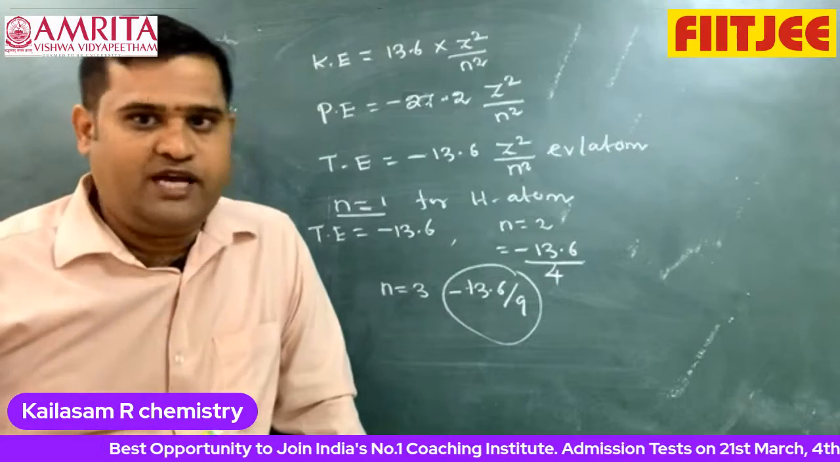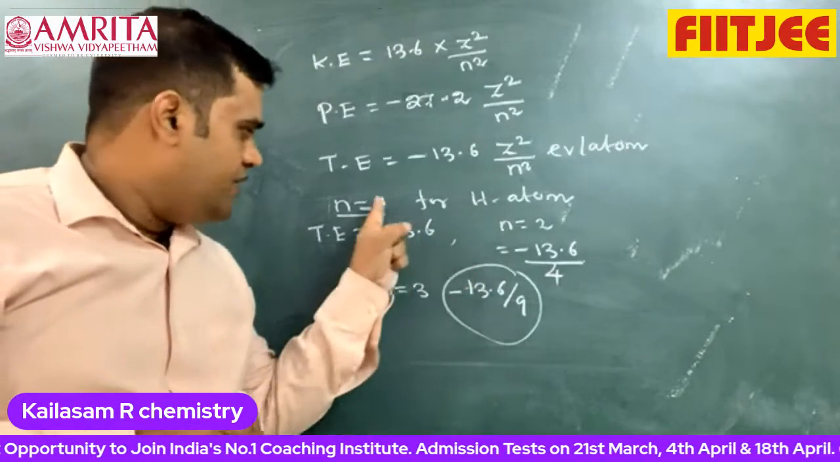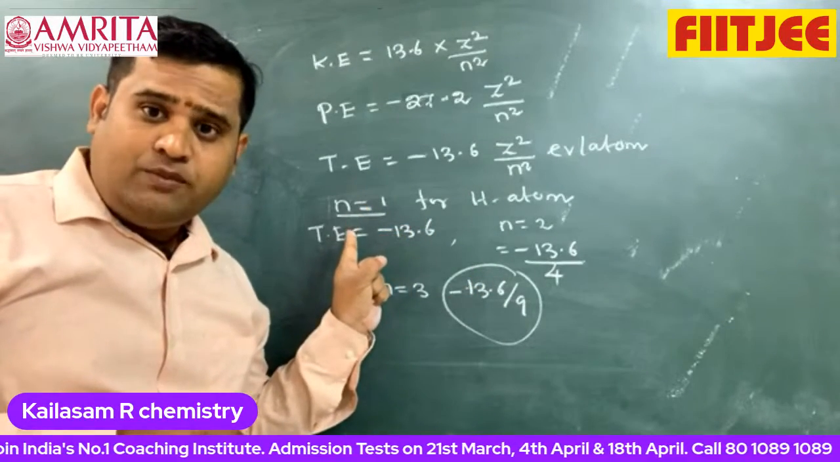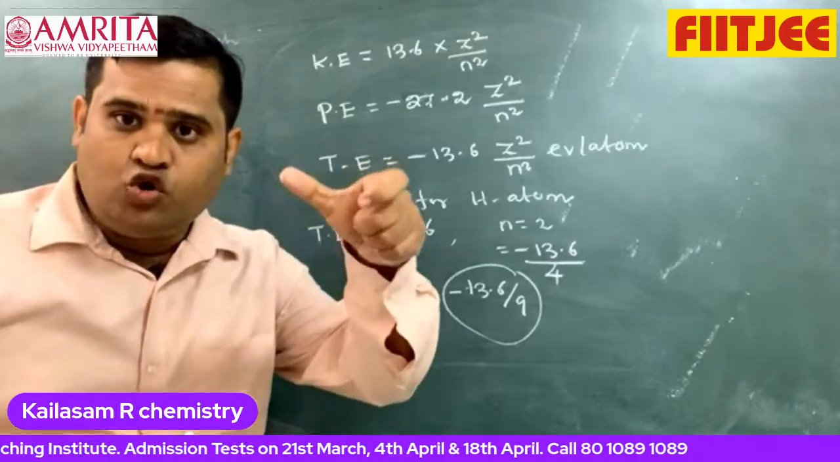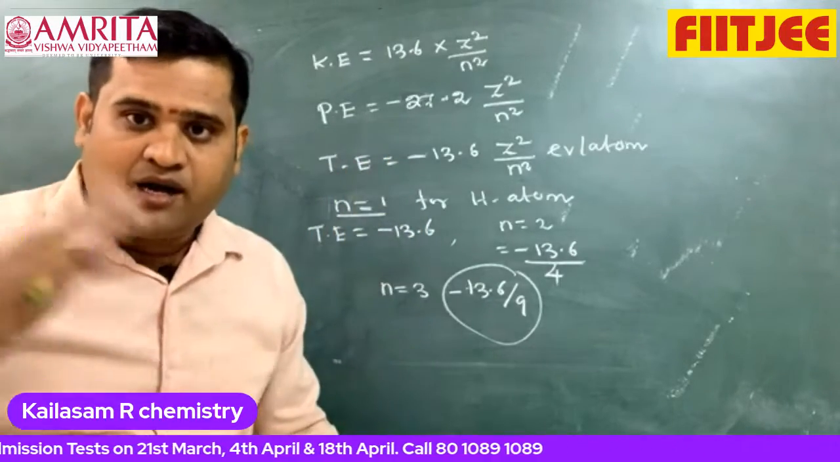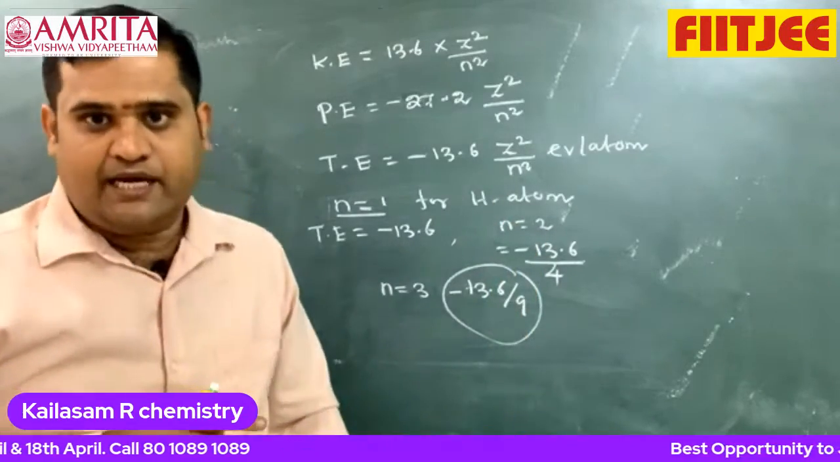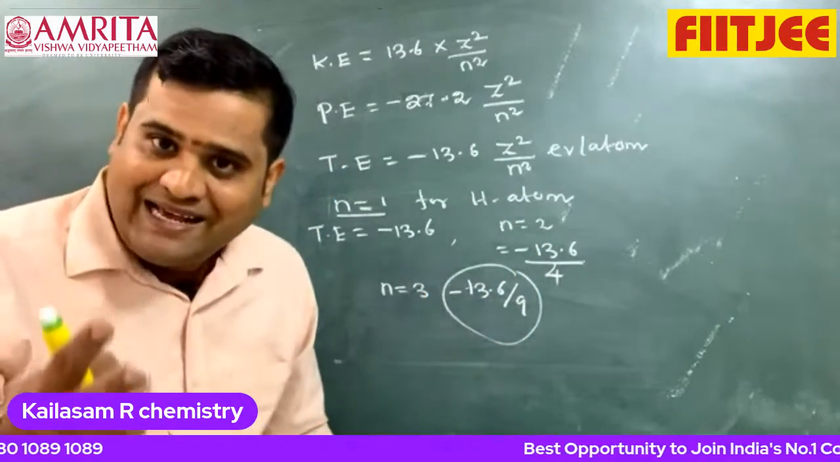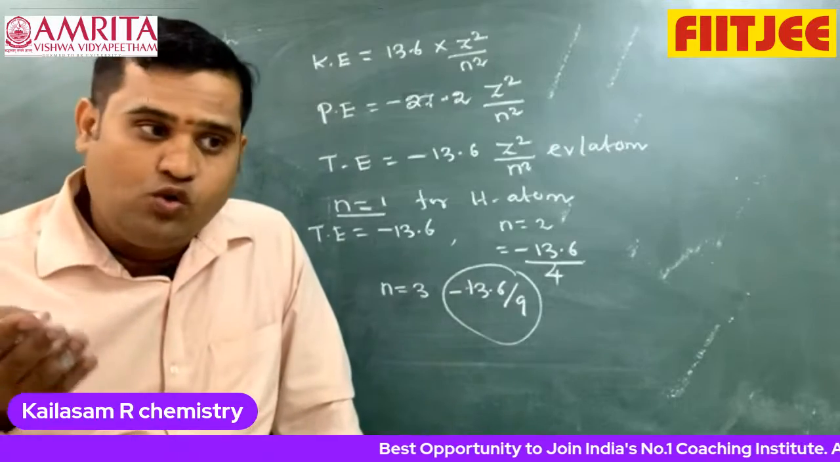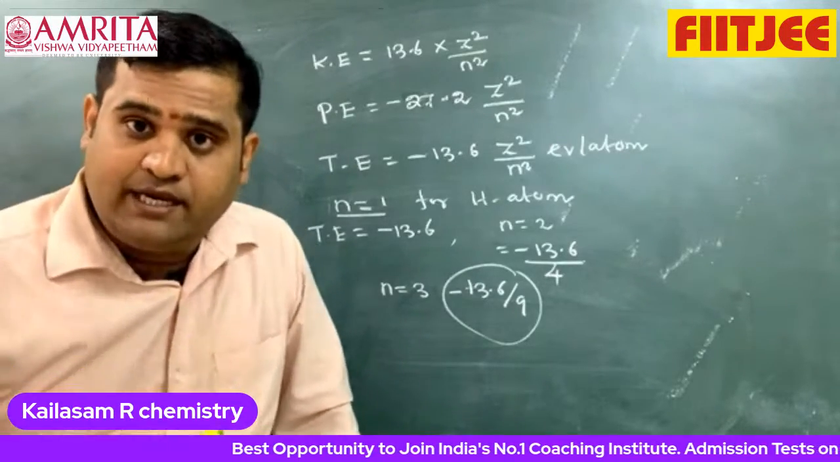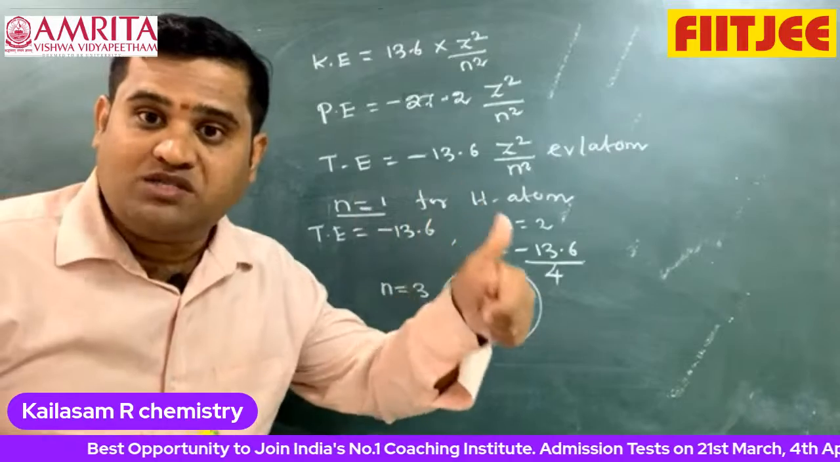Another important point I want to say here. When n is equal to 1, the energy is the most negative. Therefore, n equal to 1 is called the ground state. All the remaining ones are called excited states. When n is equal to 2, it is called the first excited state. When n is equal to 3, the second excited state. When n is equal to 4, the third excited state.